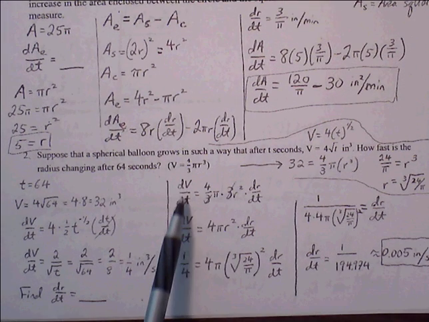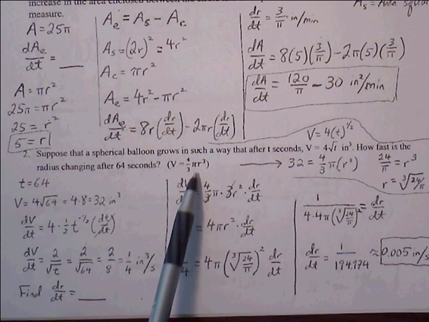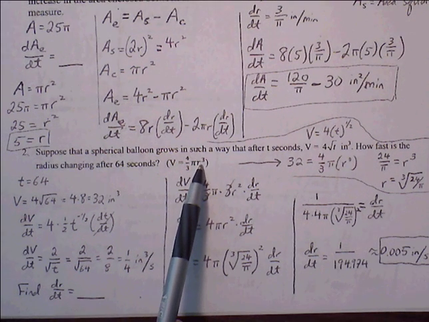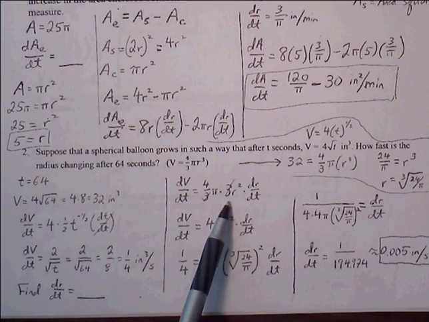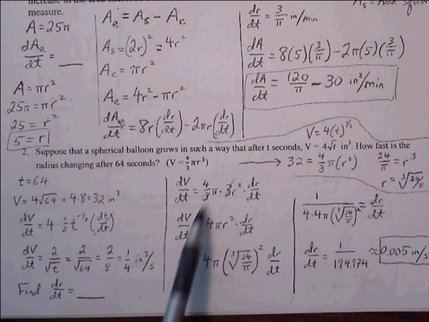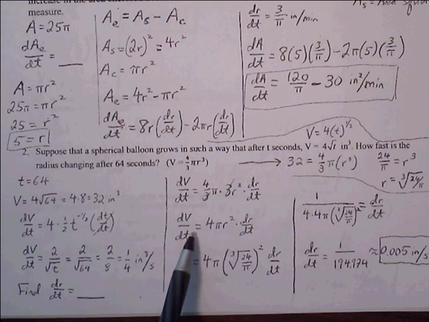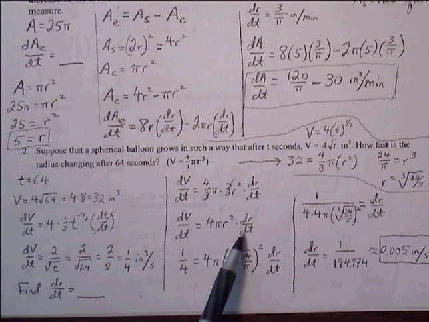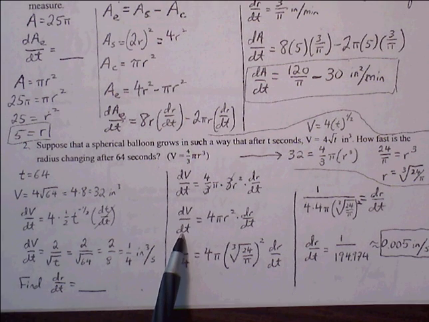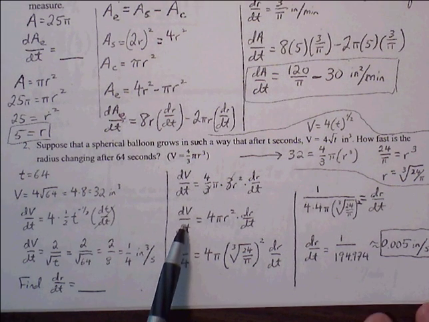So v becomes dv/dt. 4/3 pi is a coefficient, it just stays. r cubed becomes 3r squared dr/dt. If we continue cleaning this up, the 3's cancel out. We're left with 4 pi r squared dr/dt. And then if we want to find dr/dt, we need to get to dv/dt. Okay, so to get to dv/dt, let's see what information that we have.